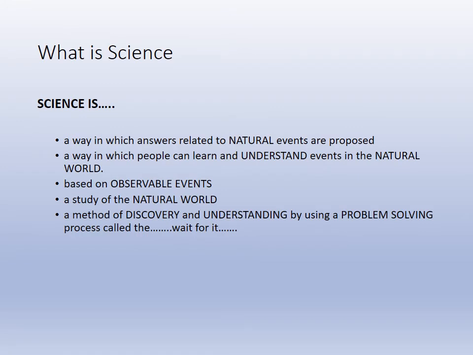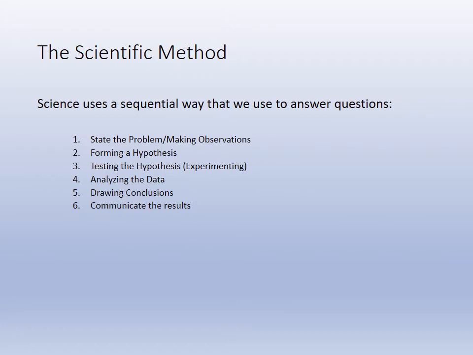So basically, we test our observations to discover the natural world. So science is a body of knowledge that's been tested based on observations, and then we use that to increase our understanding or problem solving. The process is called scientific method.